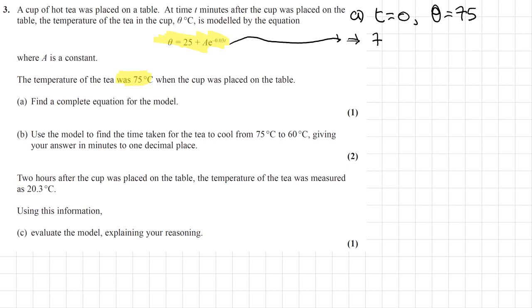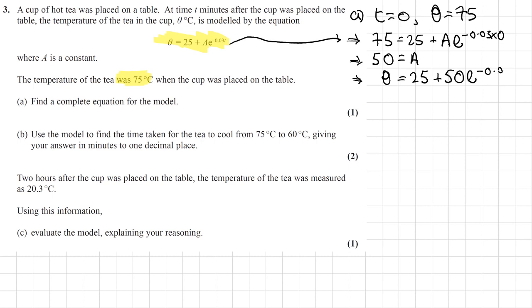So that will be 75 is equal to 25 plus A e to the power negative 0.03 times 0. So let's take away 25 from both sides, so we've got 50. And then what's going to happen here, we've got e to the power 0, which is just 1. Anything to the power 0 is 1. So we've got A is equal to 50. So our complete model is going to be the temperature theta is equal to 25 plus 50e to the power negative 0.03t.